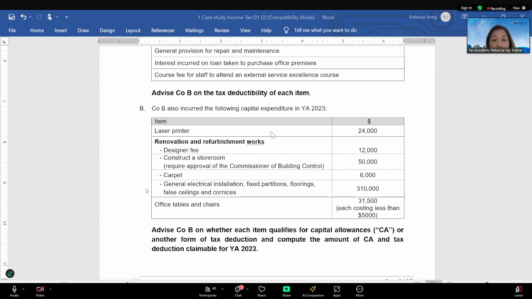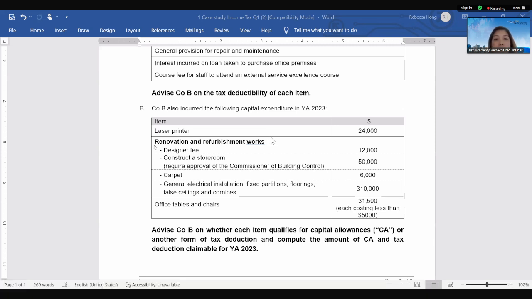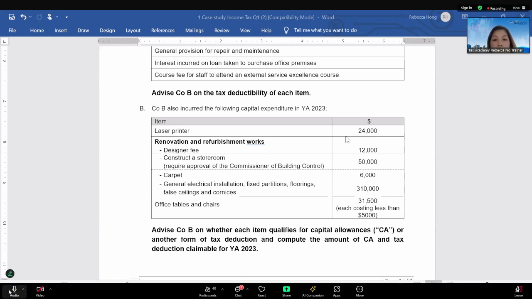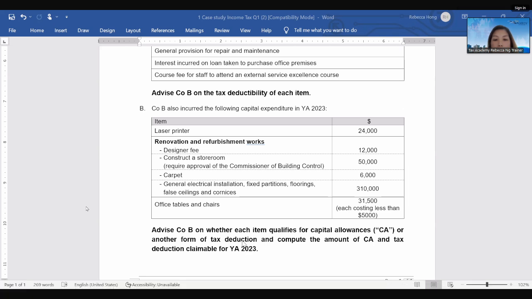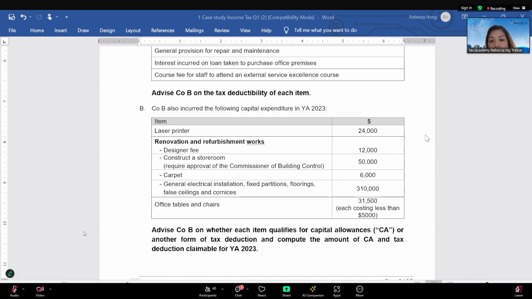Rebecca, can I ask, when you answer this kind of question like question B, do you still need to put the section 14 and all these things? Or we can just say it is actually deductible under R&R. Here the question asks whether it qualifies for capital allowance and or other forms. So for item by item, it's good that you know, because anyway there's only a few sections, section 14N or section 19A, for capital allowance. Yes.